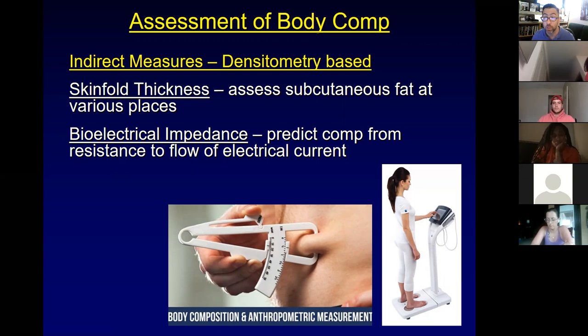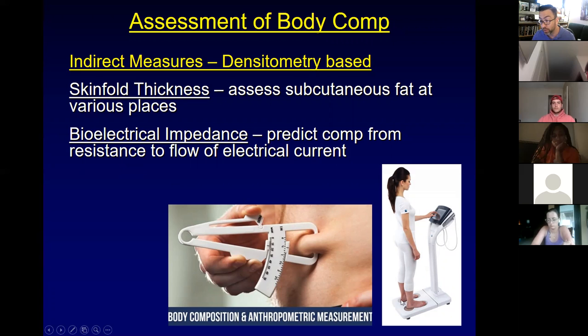Muscle is mostly water. Some of your other tissues, mostly water. Water is a very good conductor of electricity. Fat, on the other hand, is an insulator. Fat does not conduct electricity. So if you have more fat, then your body is more resistant to the flow of an electrical current through there. And so what happens is we see our woman standing on this thing.